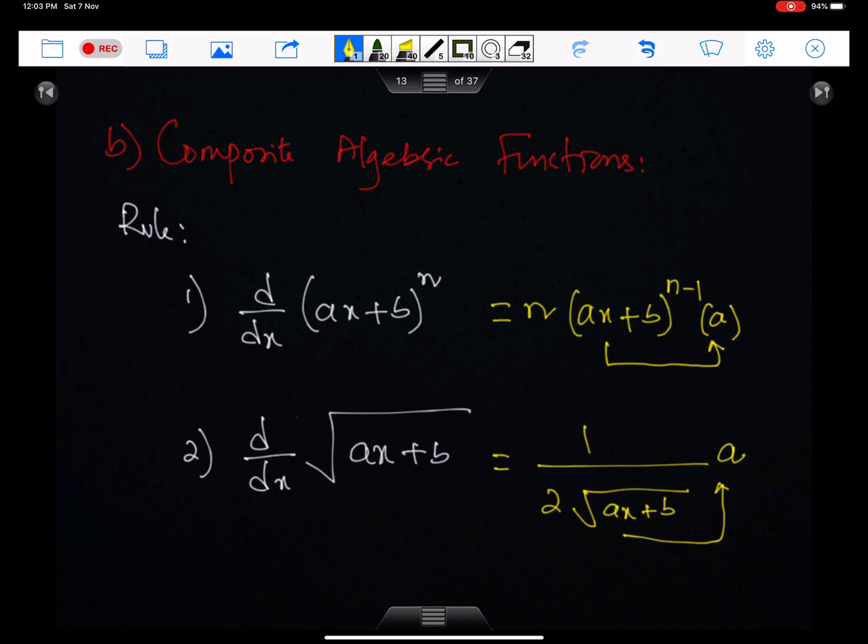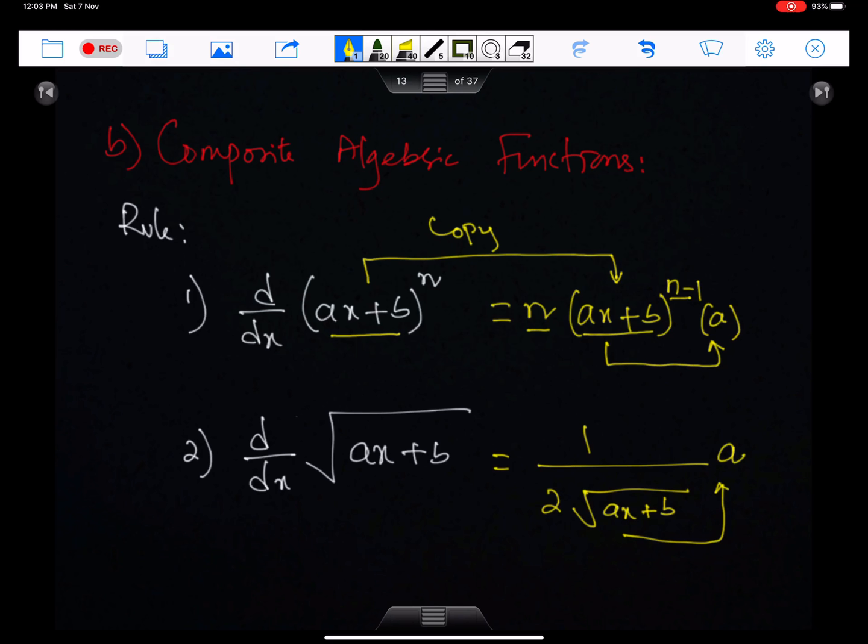Composite algebraic functions rule. This is the composite algebraic function, and the rule is first make power coefficient, then subtract power by 1, and then differentiate the bracket. During the simplification of the power, while handling the power, copy this function. So always copy the function while handling the powers. And then after settling the powers, you can differentiate the bracket. So this is the way to differentiate ax plus b whole power in a composite function.